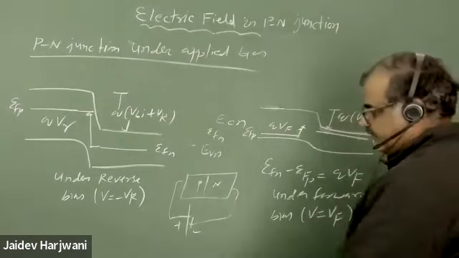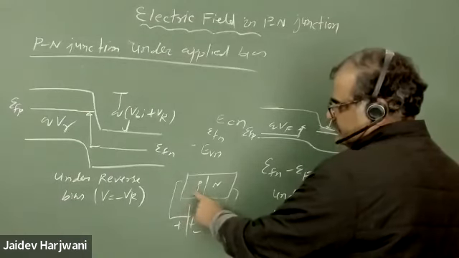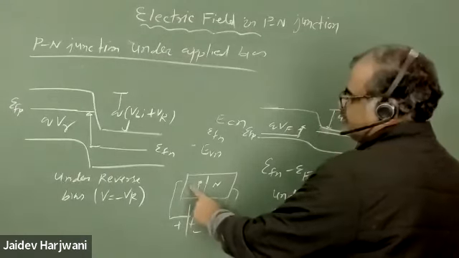Forward bias में क्या होता है, you're applying plus here, minus here. Okay, so when you apply plus to plus, that means you are increasing the hole's energy.